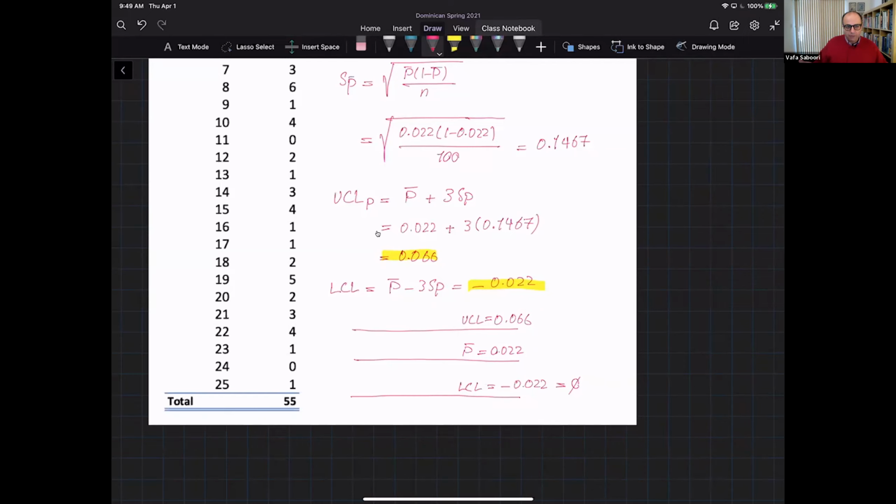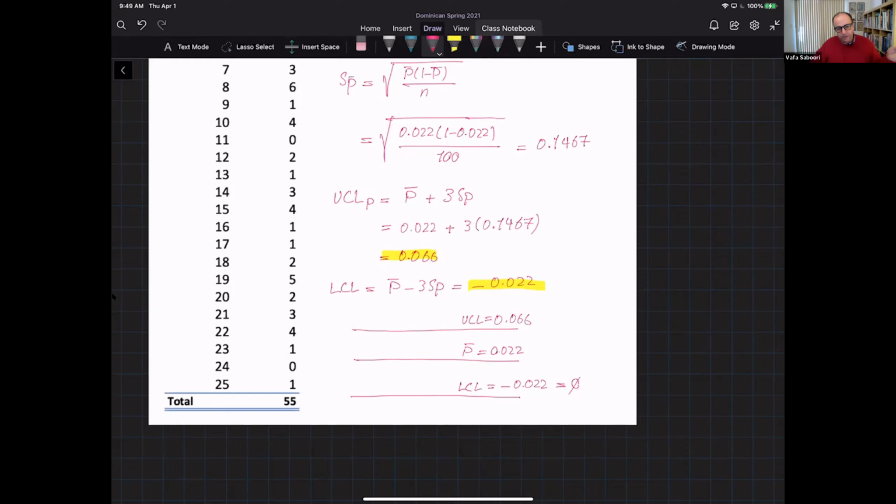C stands for count, okay? So we are monitoring the number of errors for each sample, which is always of size one, okay? So whenever we are doing a C-chart, sample size is always one, okay? So a C-chart basically monitors the total number of errors or defects or non-conformance per unit, okay? When the size of the sampling unit or number of opportunities for error is constant, meaning it is equal to one, okay?